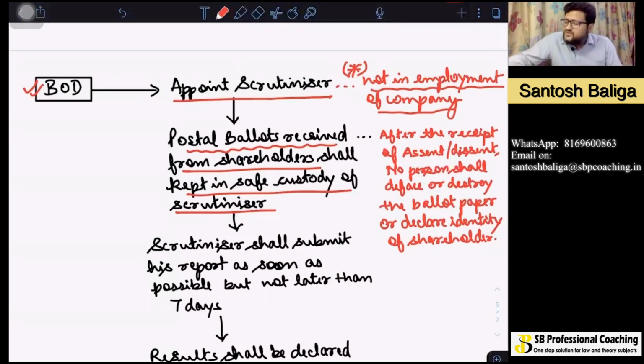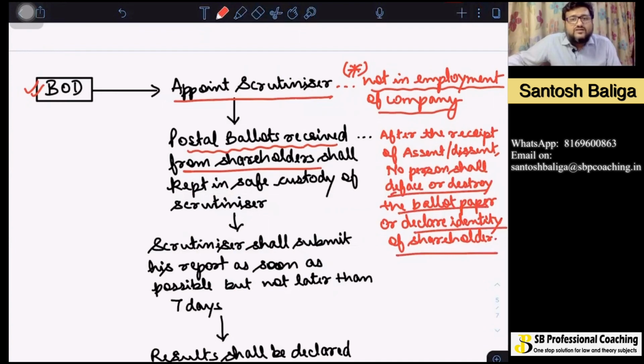It will also be his duty to ensure that no person shall deface, which means make any cuttings through which the assent or dissent will not be identifiable, or destroy the postal ballot, or declare the identity of the shareholders. So the identity of the shareholders shall be kept confidential. Okay, this is clear.